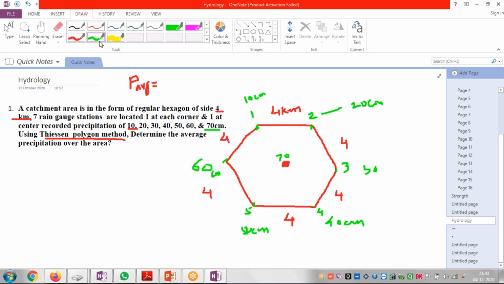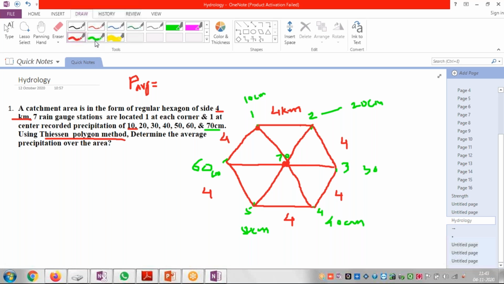The procedure of the Thiessen polygon method: first, join all the rain gauge stations. Suppose this is rain gauge station first, this is second, third, fourth, fifth, sixth, and this is the seventh one. So we join all the rain gauge stations, the 1st to the 7th, then this one, then this one we will join. Here we will join this one, like this, right.